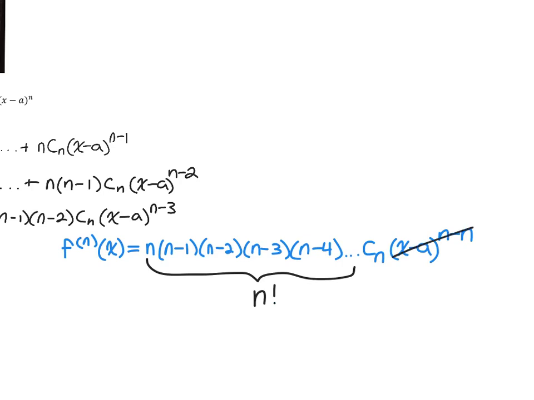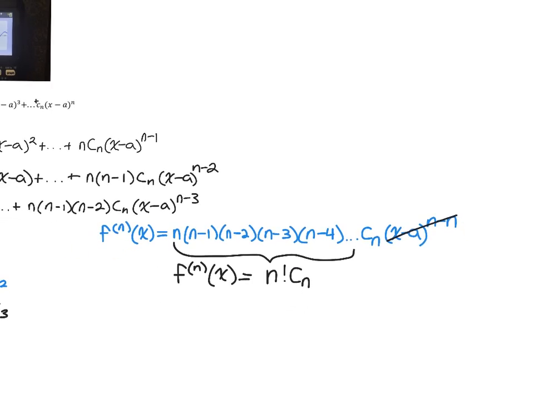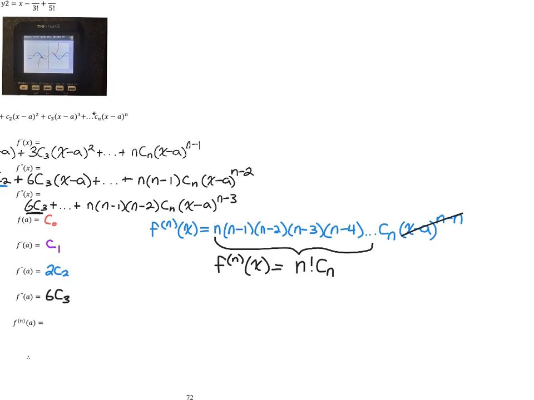Anything to the 0th power is 1, so that would cancel. So you'd have n factorial times c sub n. That's what my nth derivative would simplify down to. All right, so let's test that out here. So if that's the case, n here would correspond with the level of the derivative. So what that's telling me is that my coefficient should be n factorial.